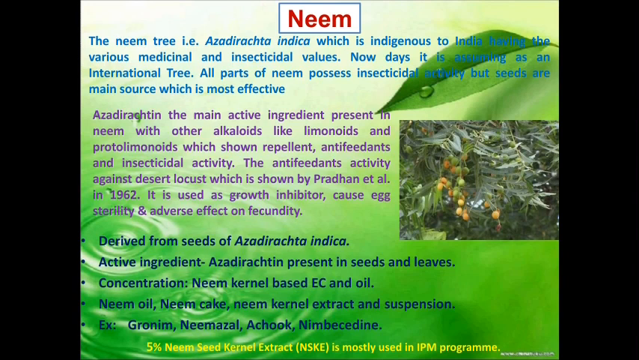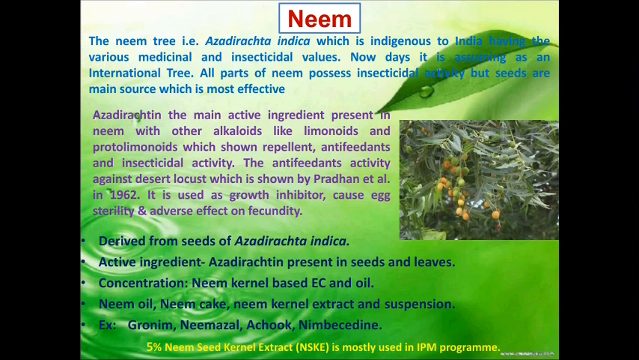The first and most important botanical insecticide is neem. The scientific botanical name of neem is Azadirachta indica, which is indigenous to India and has various medicinal and insecticidal values. Nowadays neem is regarded as an international tree because all parts of the neem possess insecticidal activity, but seeds are the main source, which is more effective.